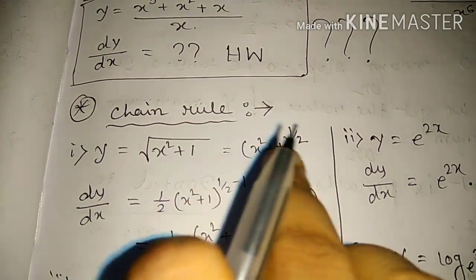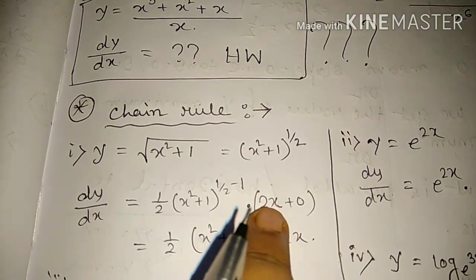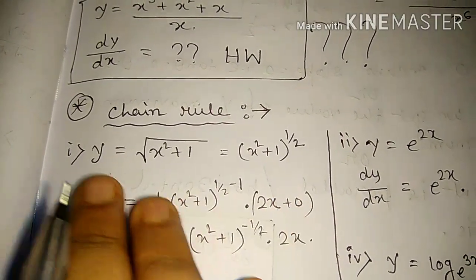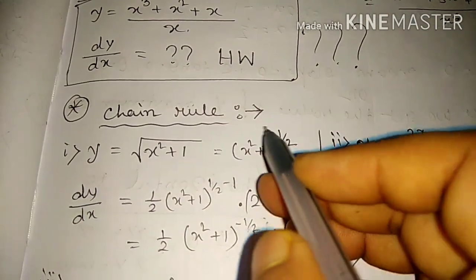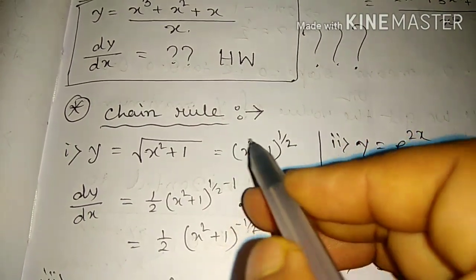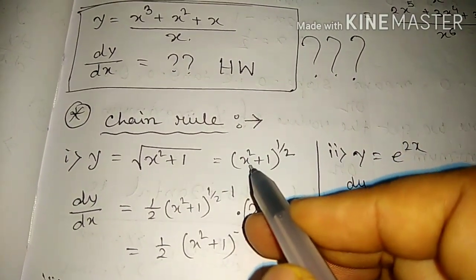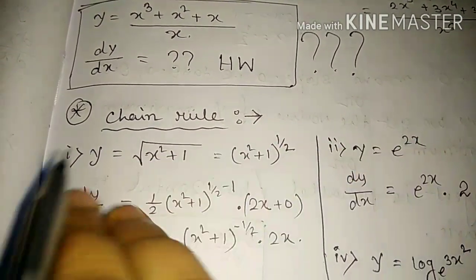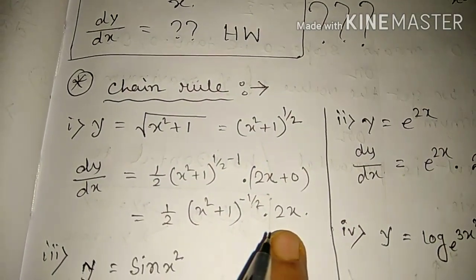Now you differentiate this x square plus 1 term, that is dx. So it is a continued process. First you differentiate the whole term, then the bracket term. That's why this is called the chain rule.